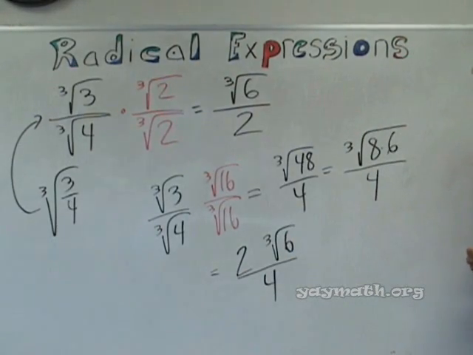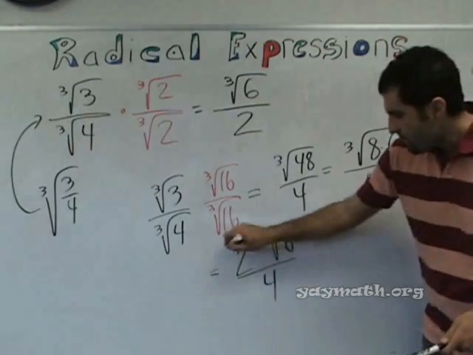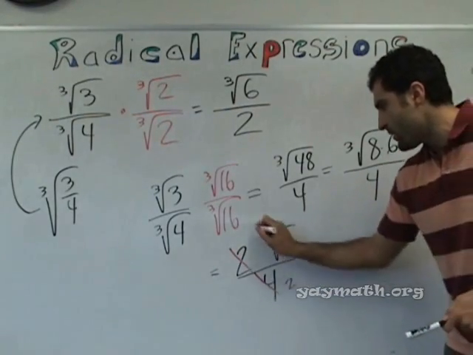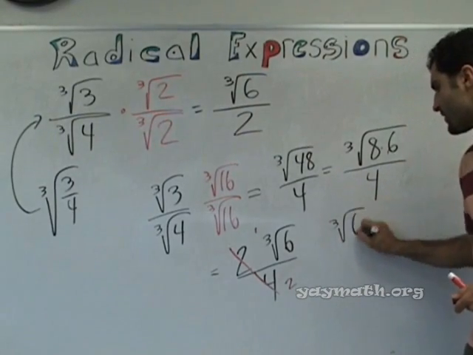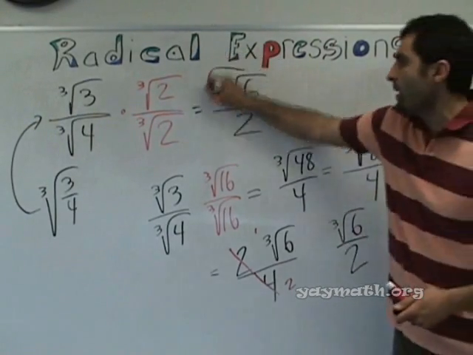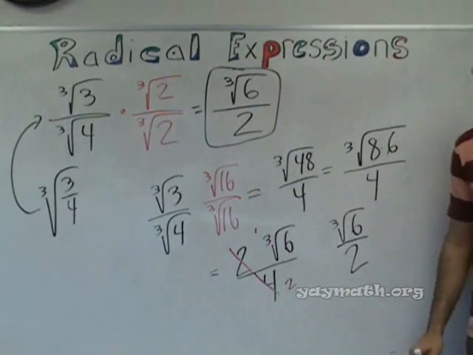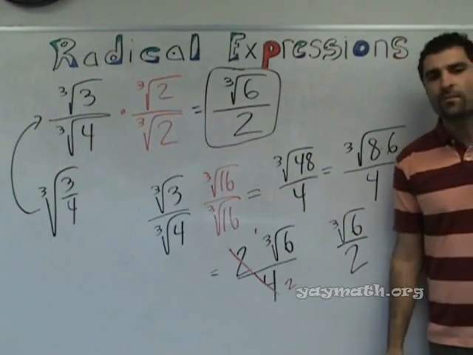You can cancel. And then we cancel indeed. 2 and 4 goes away. This is 2 and this is 1. And so we have cube root of 6 all over 2, which was what we originally got as well. So see how you could do it in multiple ways.